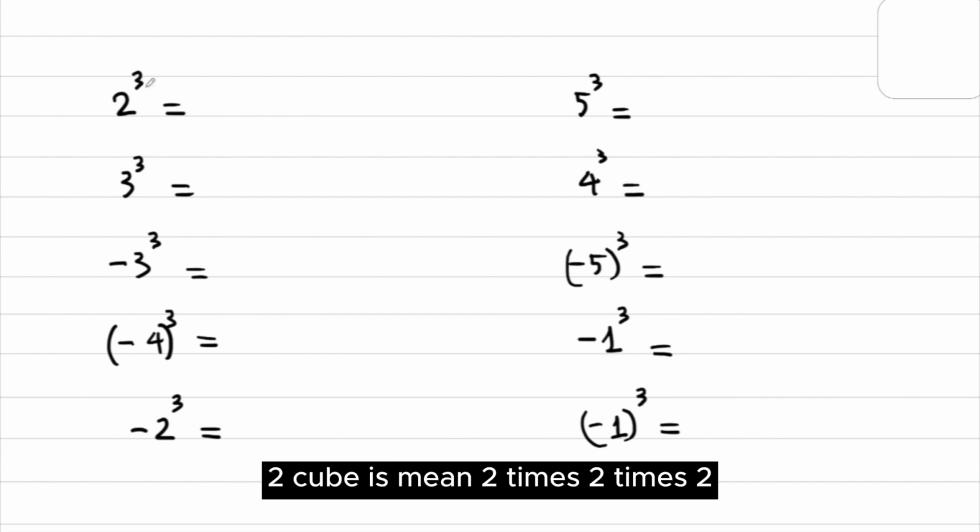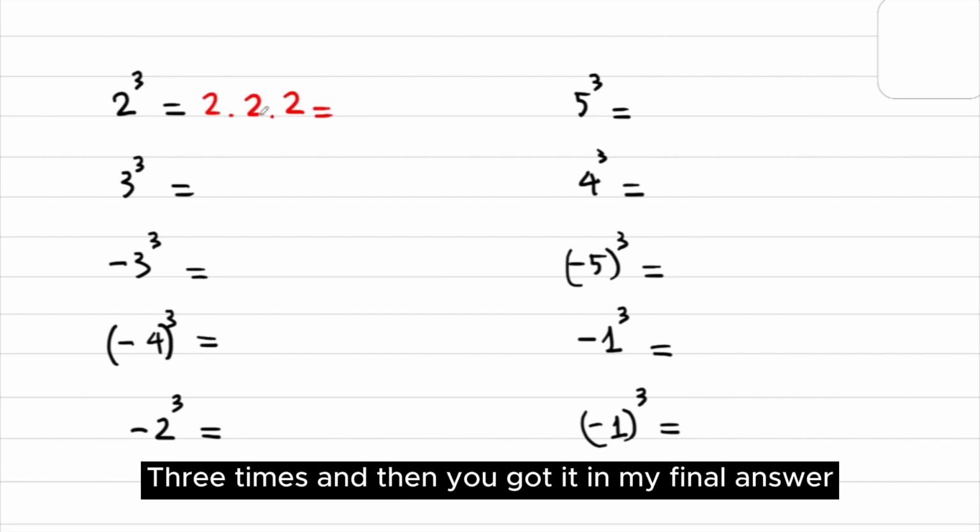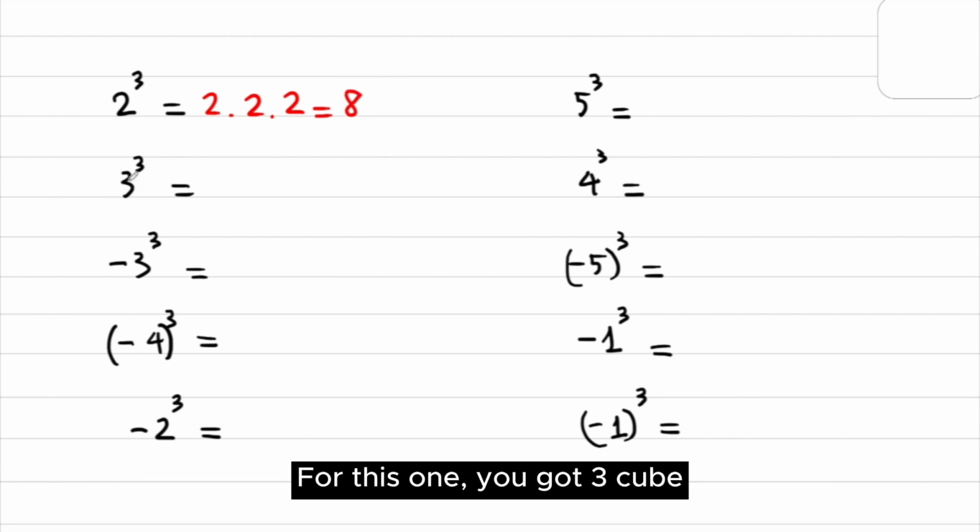Look at this, 2 cubed means 2 times 2 times 2, 3 times, and then you get 8 as my final answer. For this one, you have 3 cubed.